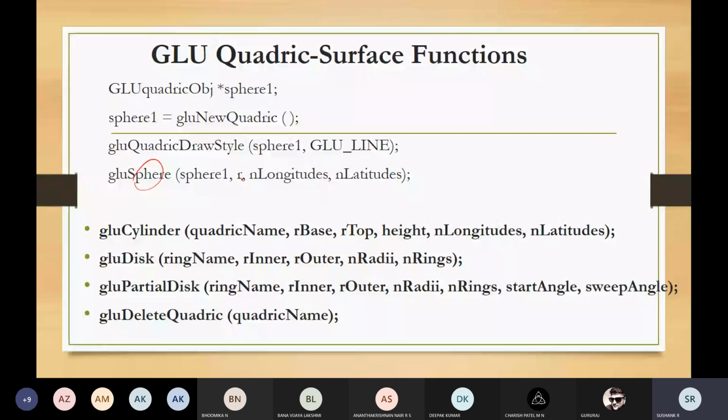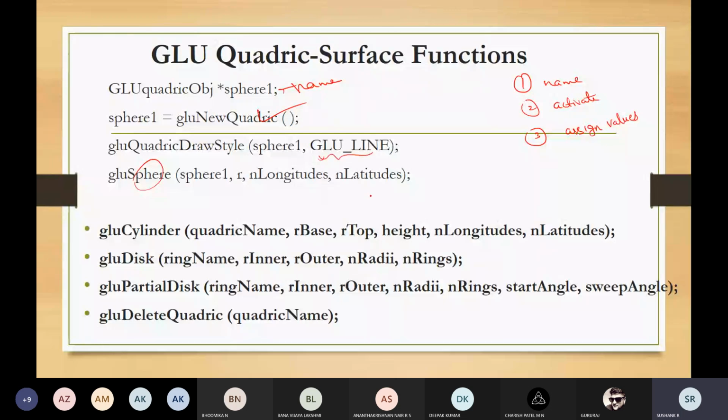And how is it activated? Three steps: step 1, give the name; step 2, activate; step 3, assign values. Here the name is given by sphere 1. It is activated by using the GLU quadratic function. And also, what is the mode? The mode is selected here as GLU underscore line.